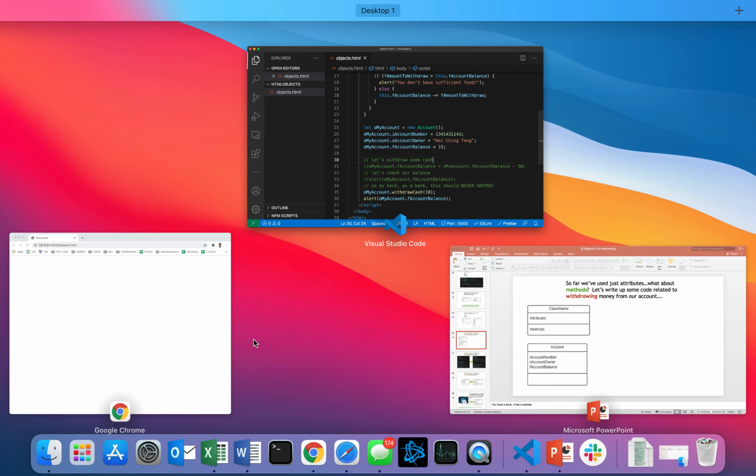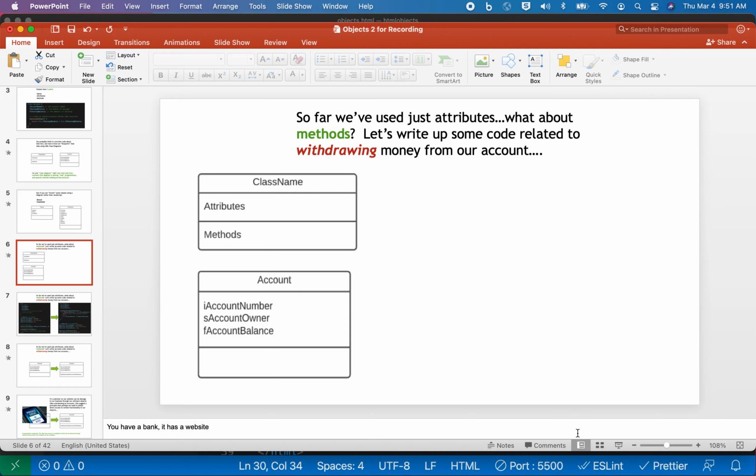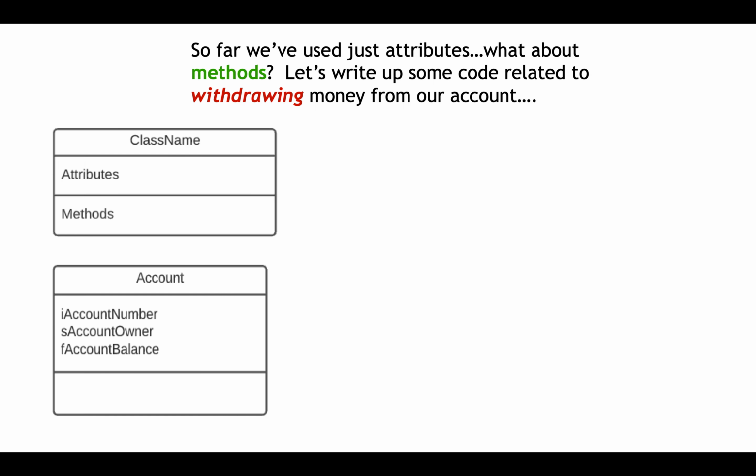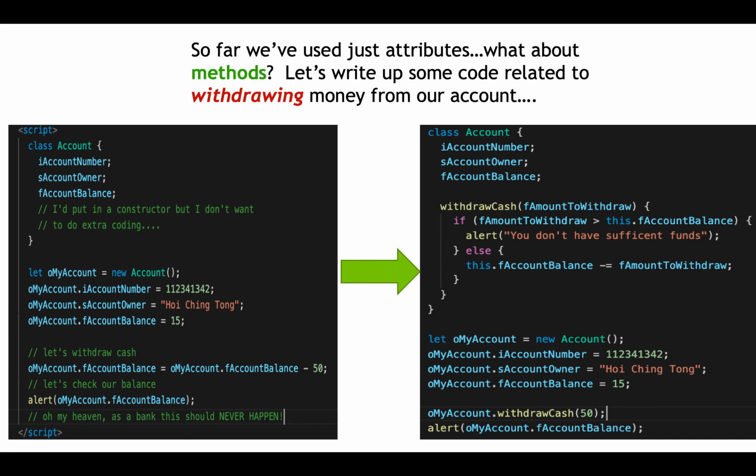Okay, let's go back to the conceptual content. So what we did is we went from this code over here on the left-hand side, which is pretty bad because we could overdraw our account, to what we have over here, which is a way to protect this particular variable.